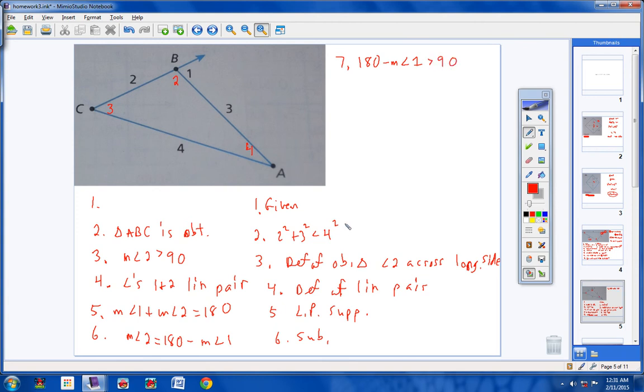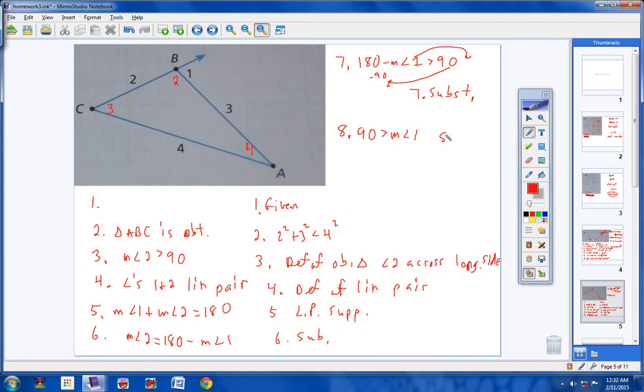Alright? Wow, this is going to be really sweet. This is going to work out really well. And of course, the reason for that would be substitution. Substitution, okay, that's my reason. Now, look what I do next to number 8. I'm going to bring my angle 1 over to this side and make it positive, and bring my 90 over and make it negative. Okay, so I'm left with 90 is greater than the measure of angle 1.